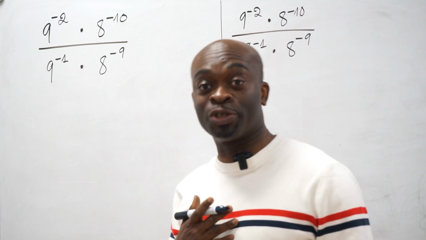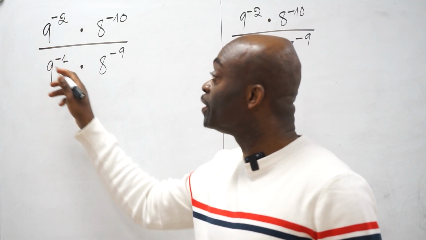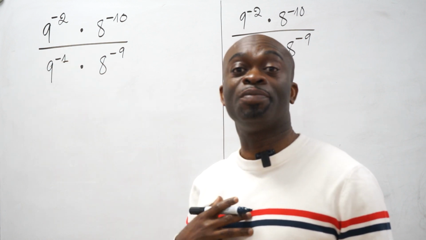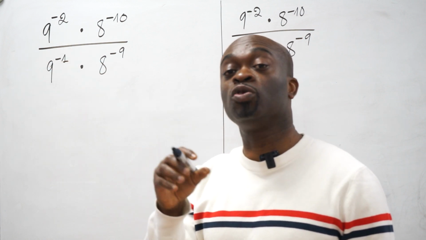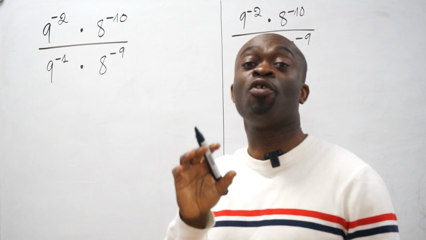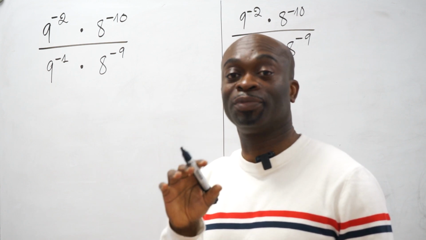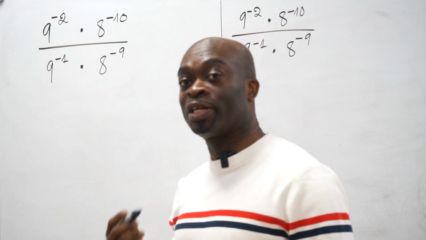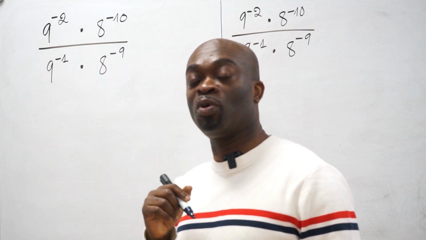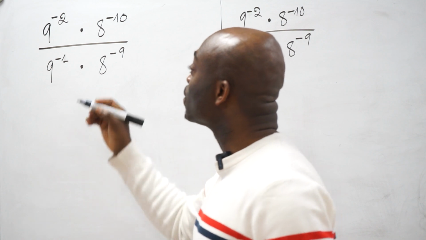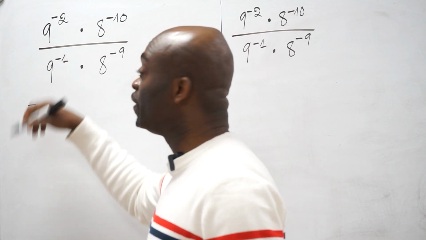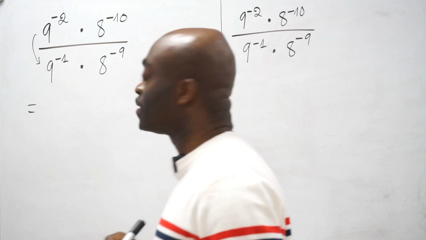Because this is a division of powers, what I usually do is move the lowest power to the largest power so that I can avoid having a negative power. Between negative 2 and negative 1, which one is the smaller one? Negative 2 is smaller than negative 1. So when I move that down, it goes here.